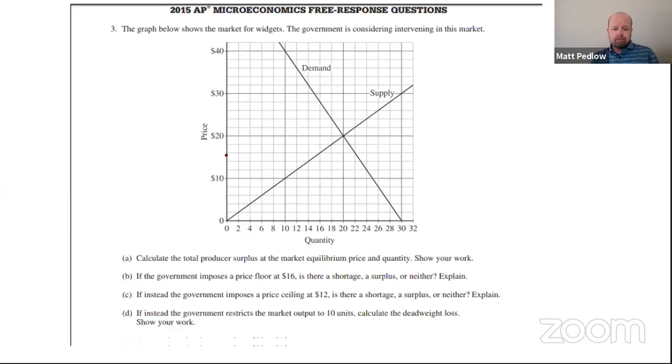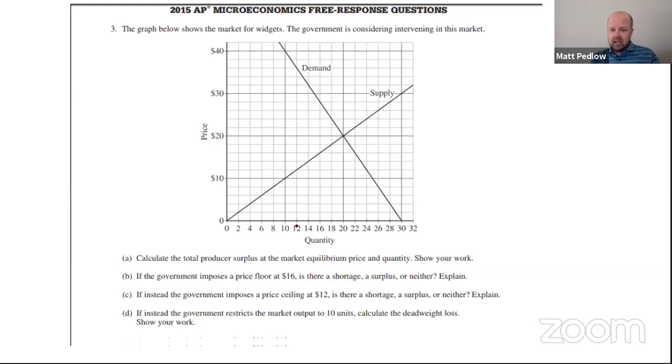And then C, if they impose a price ceiling at $12, is there a shortage, surplus, or neither? So at $12, if you go over, right here is your quantity supplied. That's down here, 12 units. But if you stay on that line, consumers are demanding 24 units. So you and I want to buy 24 units of the good, the widgets, and they only want to give us 12, okay?